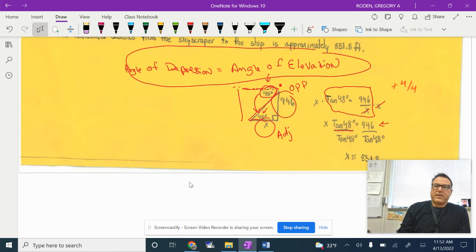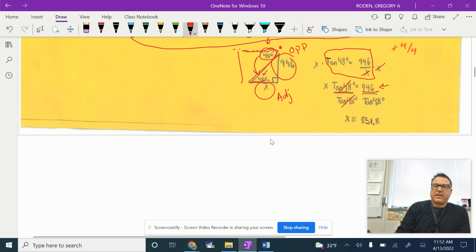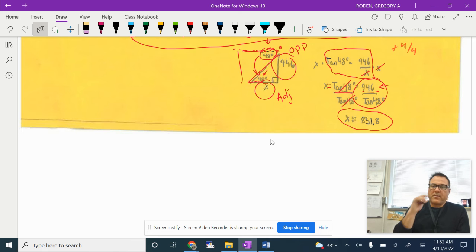And so now we have x times tangent of 48 equals 946. We'll divide both sides by the tangent of 48, which cancels out here. So this problem boils down to just saying that x equals 946 divided by the tangent of 48. You put that in your calculator and you get approximately 851.8. And you're done.